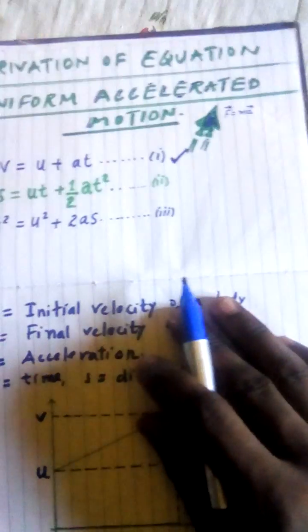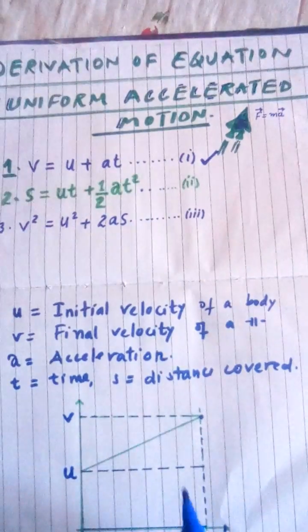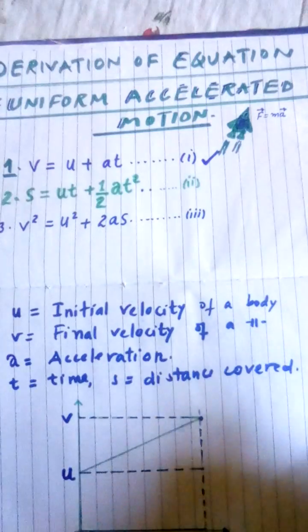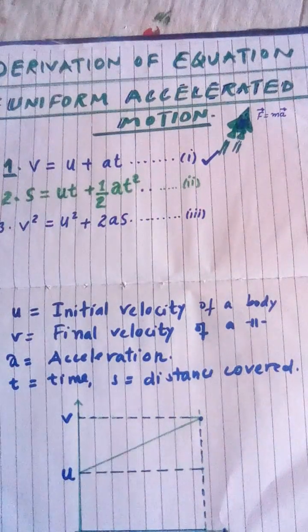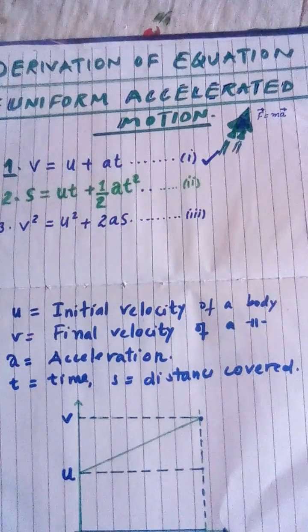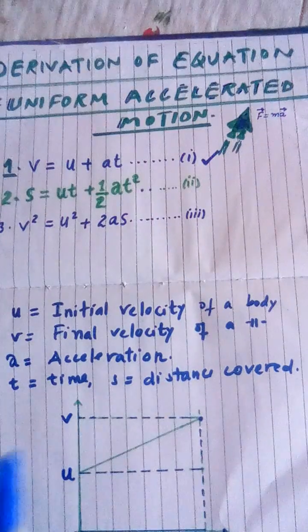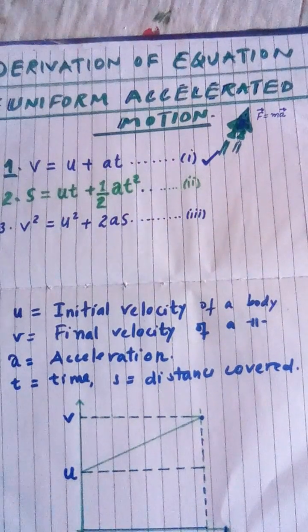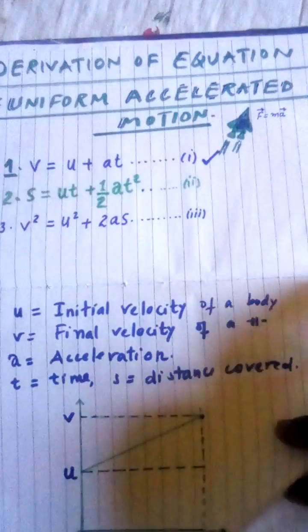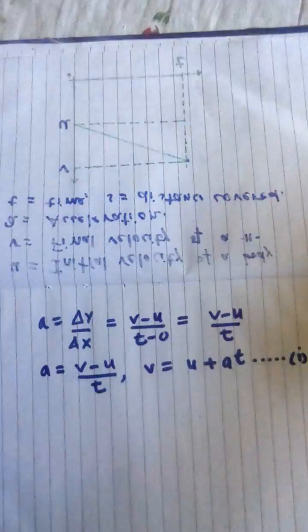Now let's go ahead and find the second equation, which gives the distance covered by the body. The distance covered by the body is given by the product of the initial velocity u multiplied by the time, plus half of the acceleration times the time squared. So let's now see how this came about.